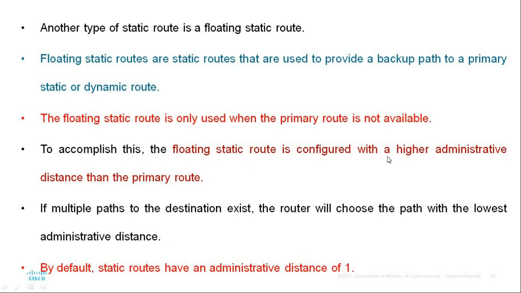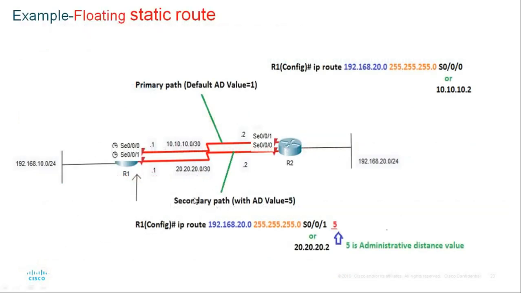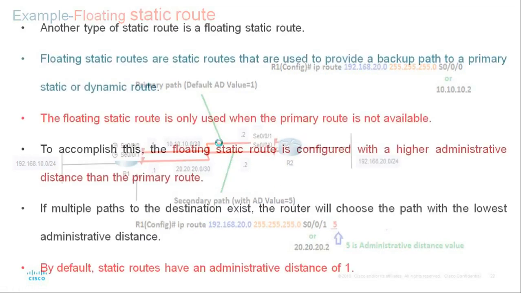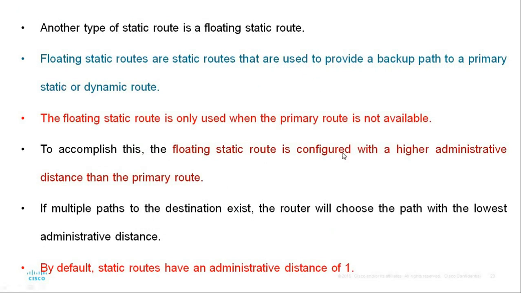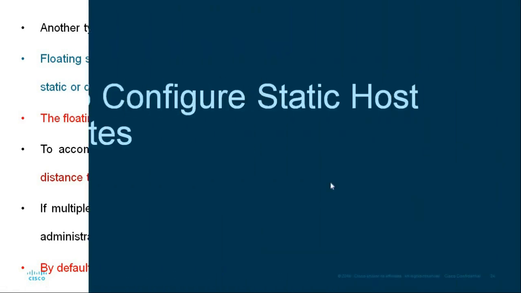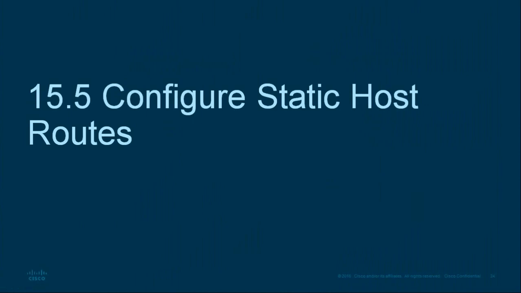A floating static route is configured with a higher administrative distance than the primary static route. So this is what I am telling you here. Always the secondary path, or you can say the floating static route, has an administrative distance value greater than the primary static route. By default, a static route has an administrative distance of 1. That is what I told. Okay, that's all about the floating static route.